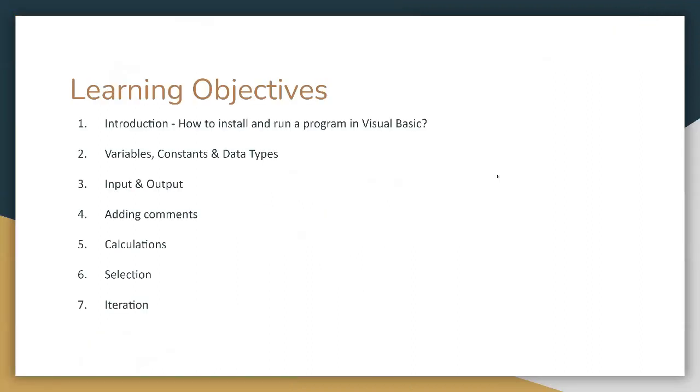What we'll be covering, our learning objectives for this small YouTube video, is the following. We'll be getting started with how to install and run a program in Visual Basic. What are variables, constants, and data types in Visual Basic? How to accept a user input after we have displayed an output? How to add comments in Visual Basic? How to do calculations? What is selection? What are the different ways that we can do selection?